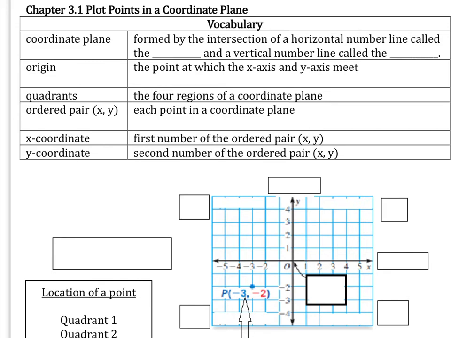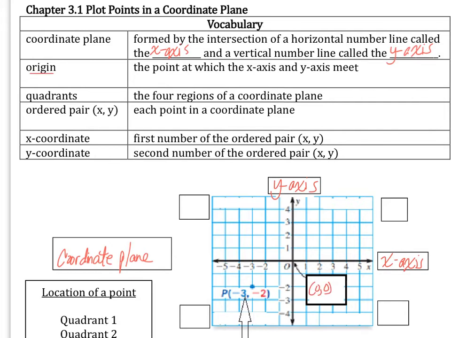3.1. Plot points in a coordinate plane. The coordinate plane is formed by the intersection of a horizontal number line called the x-axis and a vertical number line called the y-axis. So here we have the coordinate plane, where the x-axis intersects the y-axis at the origin 0, 0.